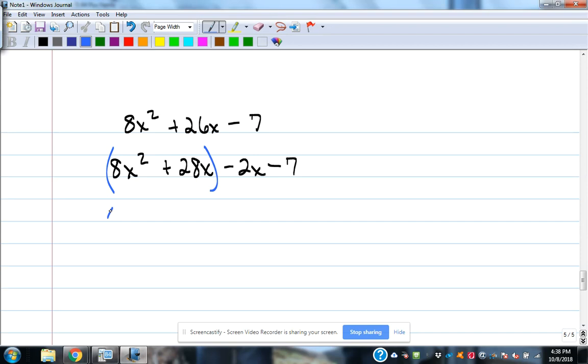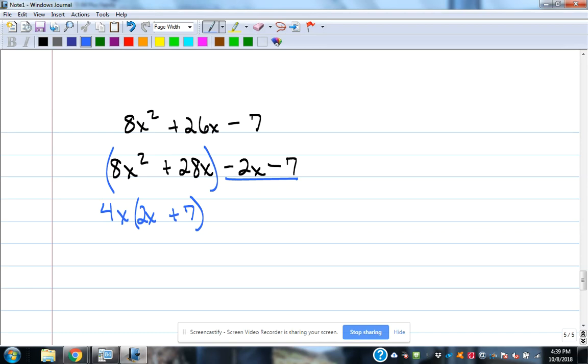And group. Those two have an 8x in common. And that's going to leave me x plus 7. Excuse me, 2x plus 7 is 8. 8 doesn't go into 28, does it? 4 does. Let's do it that way. Because that's the right number. 4 goes into 8 and 4 goes into 28. 4x times 2x plus 7.